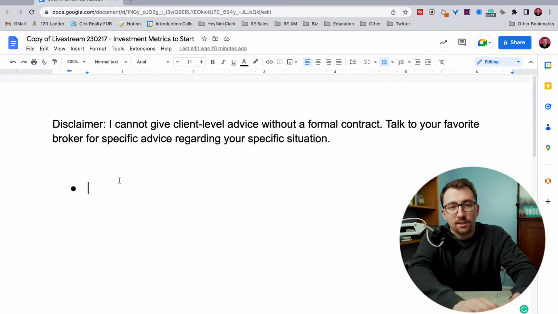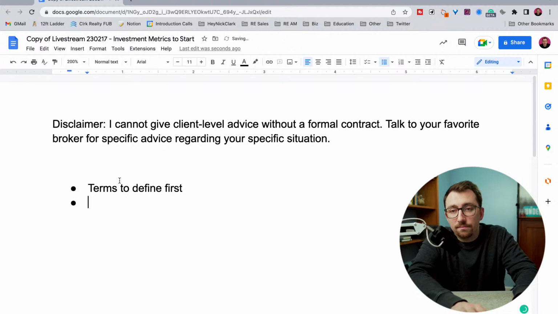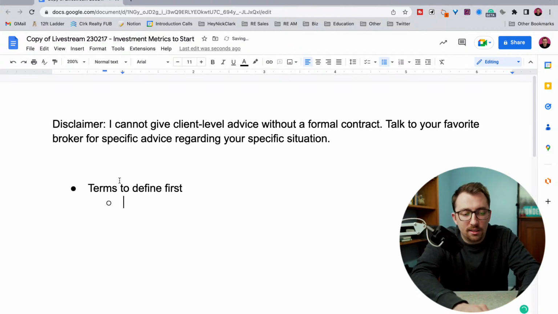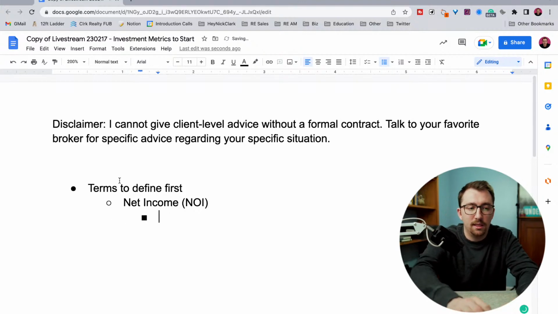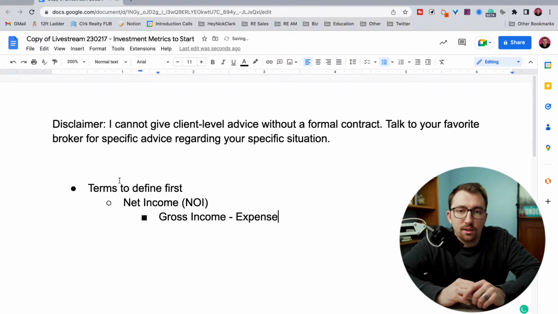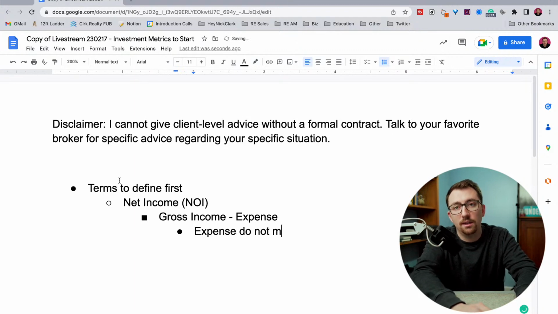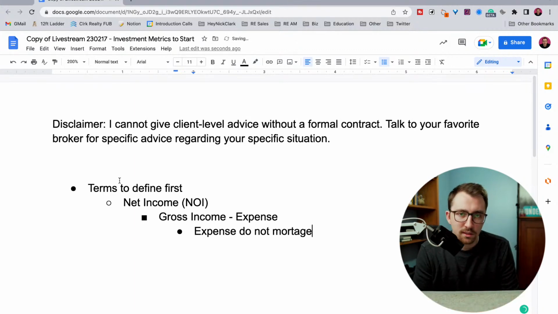That being said, there are a few terms we should define first, and that is net operating income, which you will sometimes see as NOI. This is your gross income, what your rents bring in, minus your expenses. This is going to include taxes. These expenses do not include your mortgage.